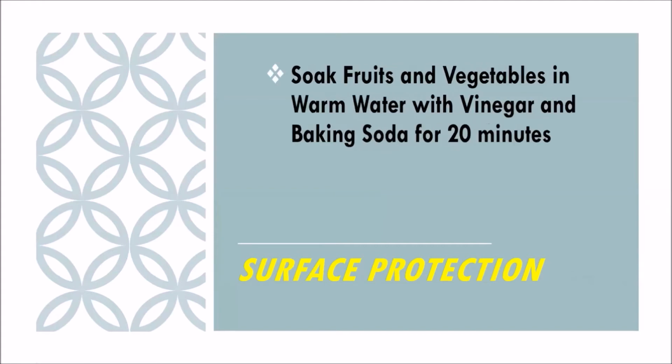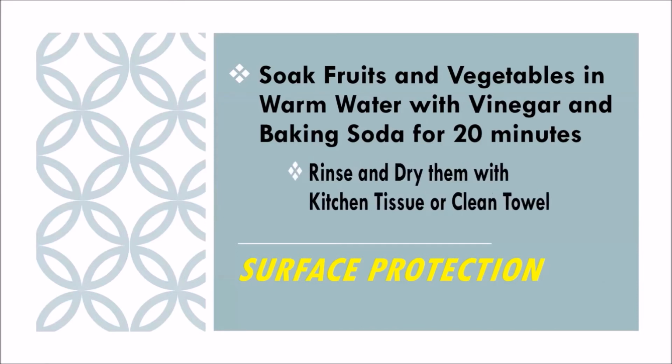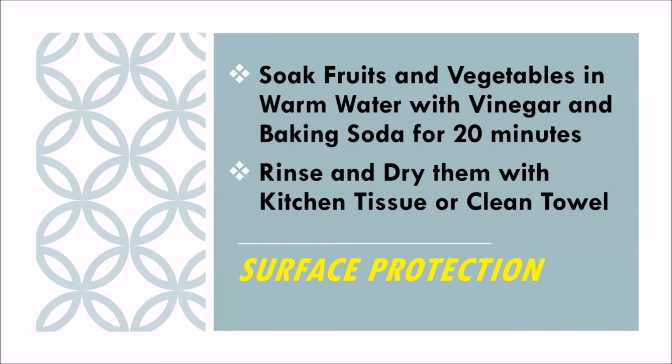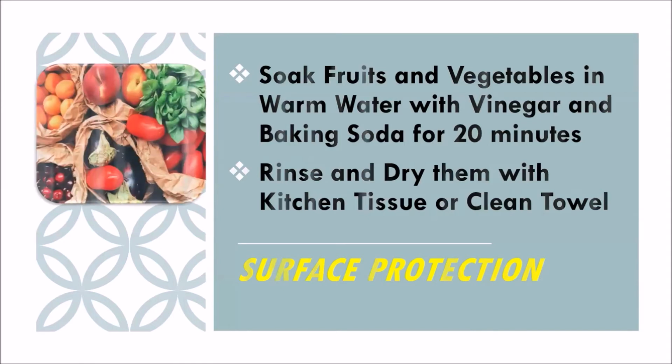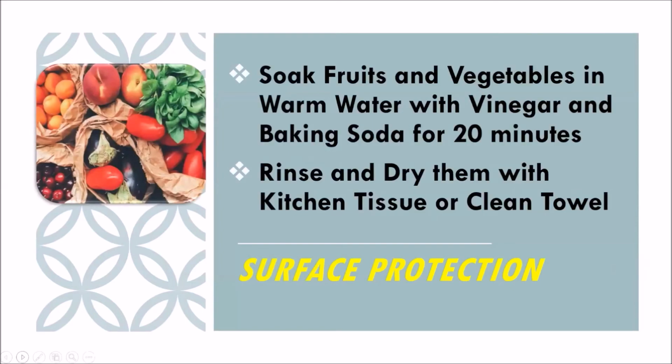Now for fruits and vegetables, you need to soak them in water with vinegar and baking soda for 20 minutes and then rinse them and dry with kitchen tissue and towel. So this is the thing you can do for the fruits and vegetables. Always use vinegar and baking soda because they will take out all the toxins and any kind of dirt on the surface, that will be removed. And also it will disinfect the fruits and vegetables.